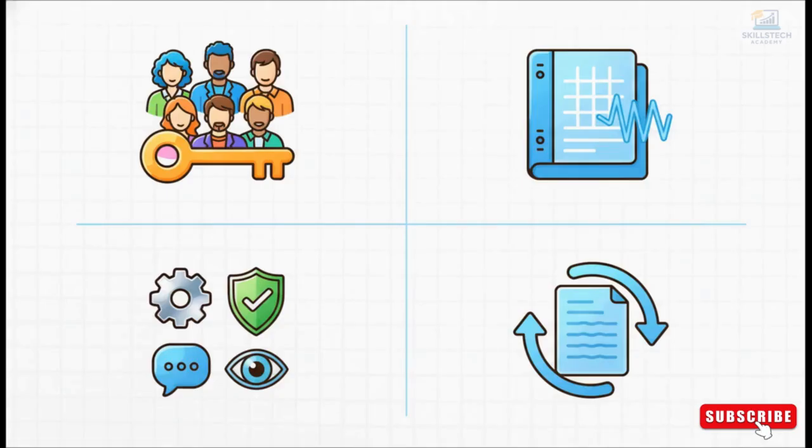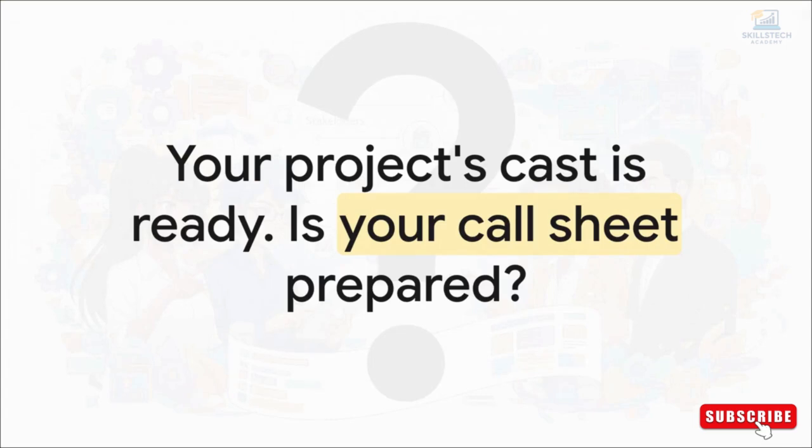So let's do a quick recap. What are the big takeaways? First, stakeholders are the vital players in your project's success. Second, the stakeholder register is your master list of who they are and what they do. Third, the RACI matrix brings incredible clarity by defining exactly who is responsible for what. And finally, don't forget, your register is a dynamic tool that has to be kept up to date. And there you have it. You now know exactly how to identify and organize the essential casts for your next big project. So the only question left is, is your call sheet ready?